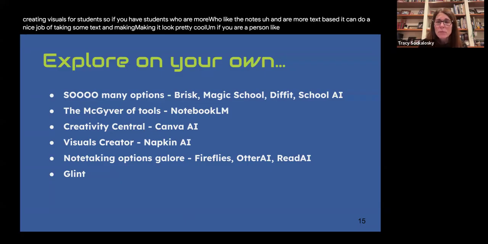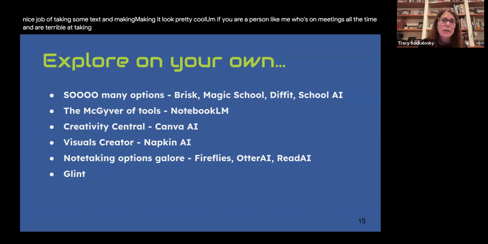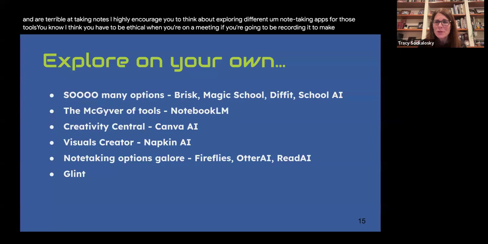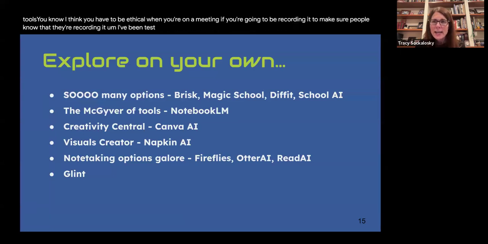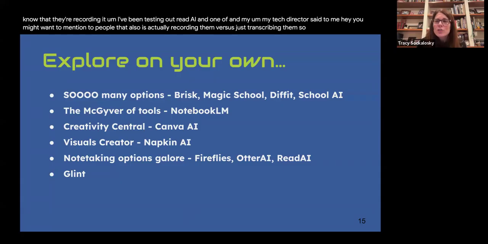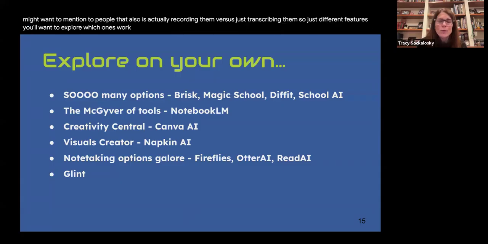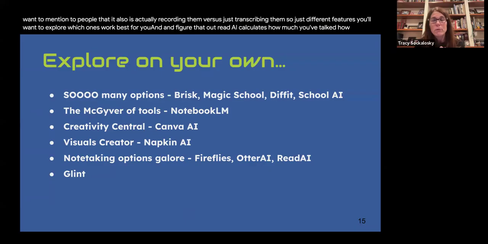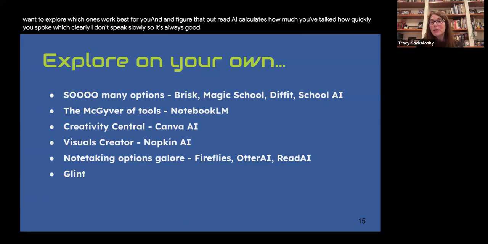If you are a person like me who's on meetings all the time and is terrible at taking notes, I highly encourage you to think about exploring different note-taking apps for those tools. I think you have to be ethical when you're on a meeting, if you're going to be recording it, to make sure people know that they're being recorded. I've been testing out Read AI, and my tech director said to me, "Hey, you might want to mention to people that it also is actually recording them versus just transcribing them." So just different features you want to explore, to see which ones work best for you. Read AI calculates how much you talked, how quickly you spoke, which clearly I don't speak slowly, so it's always good for me to know how quickly I was talking, and different things. So check them out.